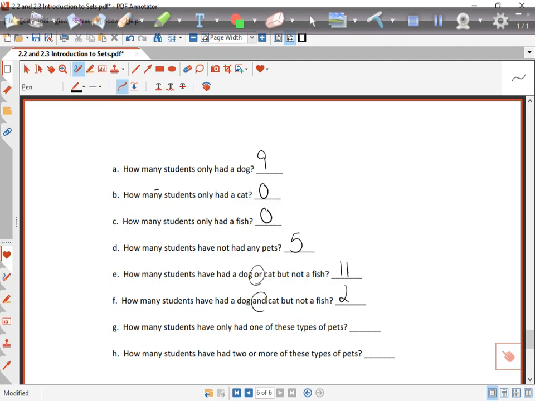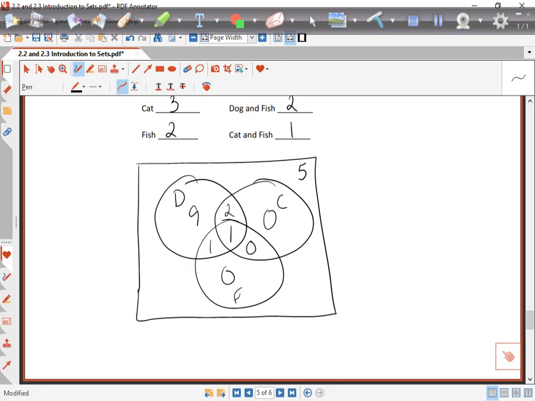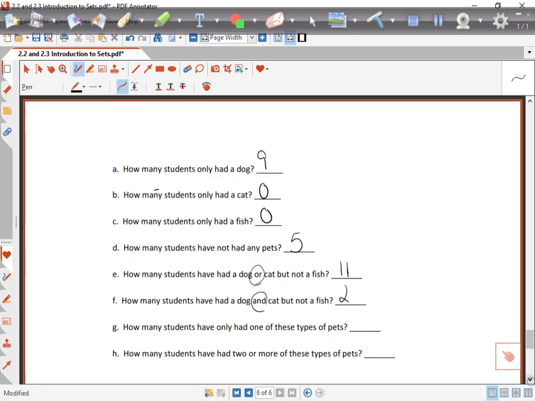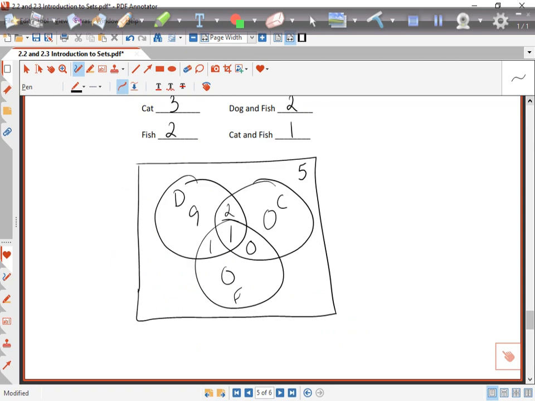How many students have only had one of these types of pets? Okay, so only one would be these parts right here, the dog only, cat only, and fish only. So 9 plus 0 plus 0. How many have had 2 or more of these types of pets? So 2 or more would be where they all overlap here. So 2 plus 1 would give us 4.